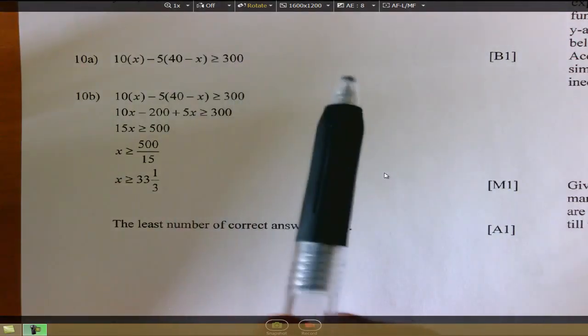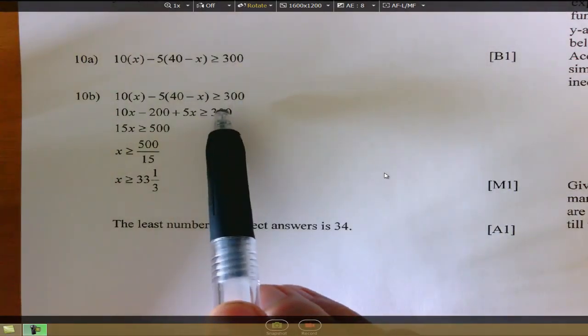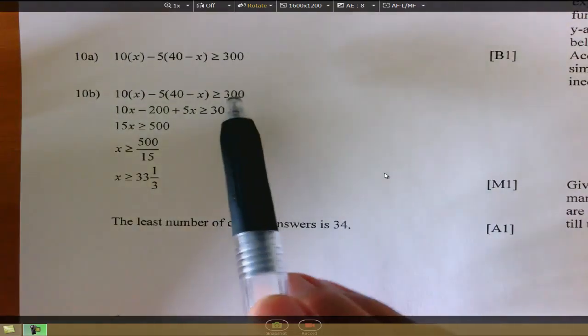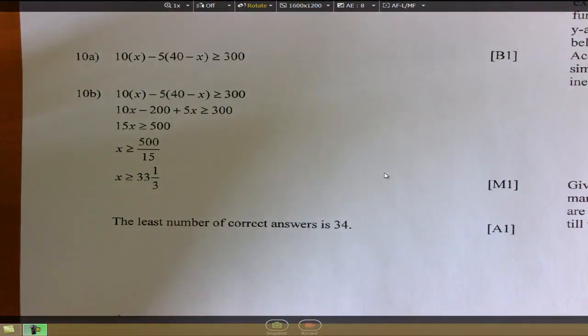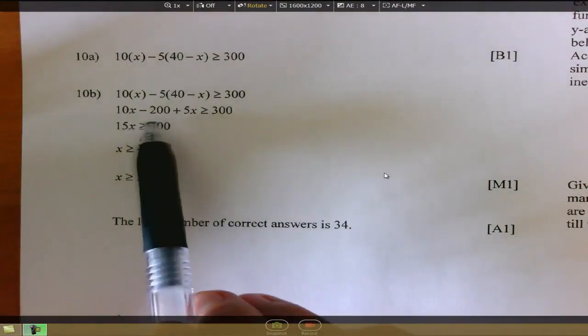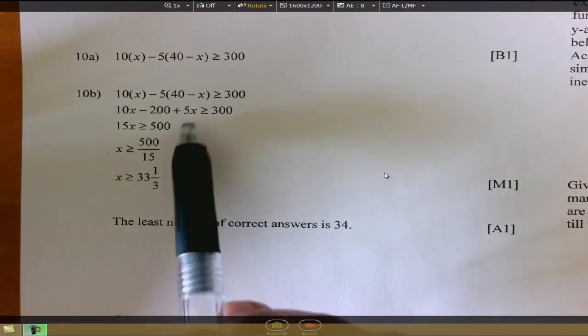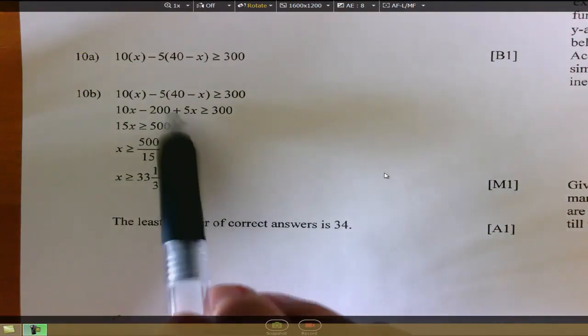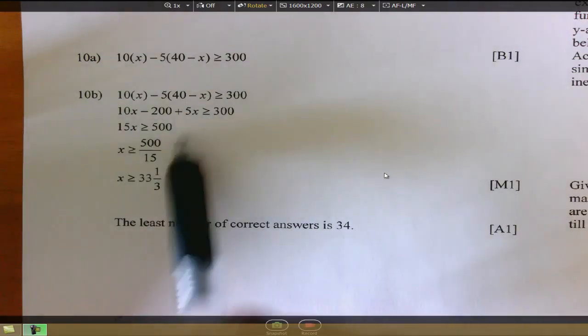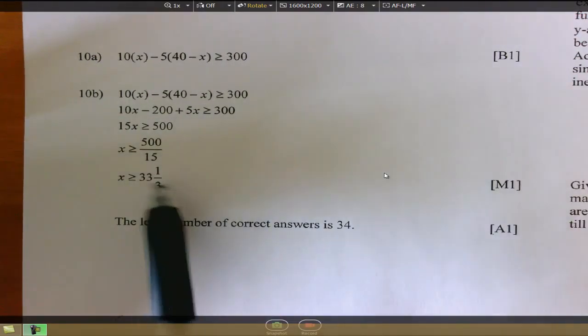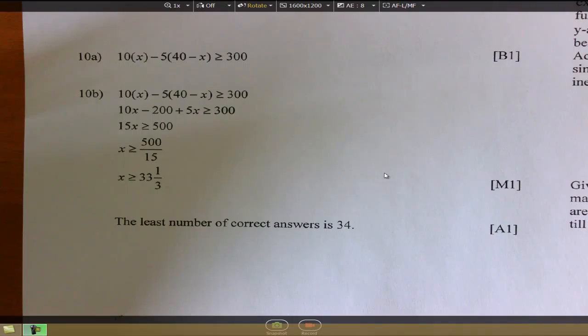And in order to qualify for the next round, your score must be at least 300. So it can be 300, it can be above 300. That's why it's greater than or equal to 300. Then you expand: 10x minus 200 plus 5x is greater than or equal to 300. Then you just solve as per normal. 15x is greater than or equal to 500. x is greater than or equal to 33 and 1/3.